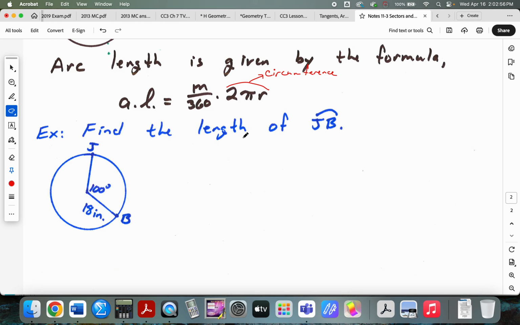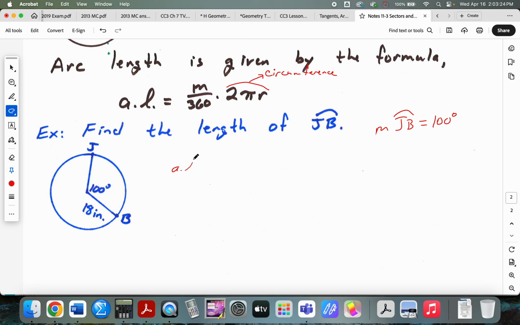So here it says find the length of arc JB. By the way, they didn't ask this, but I am. What's the measure of arc JB? Well, this doesn't bode well for your quiz. Yeah, it's 100 degrees. The measure of an arc is equal to the measure of its central angle.